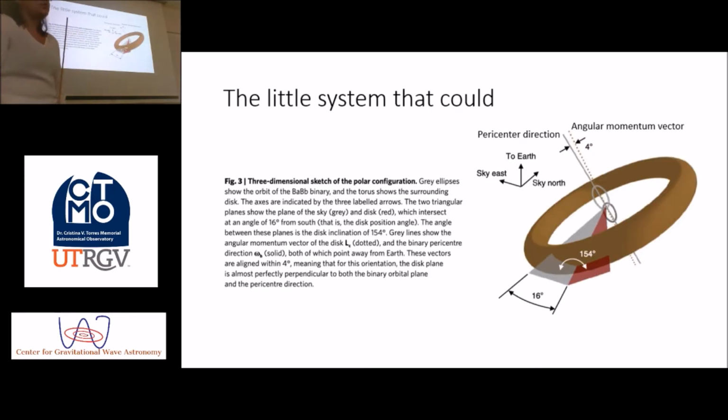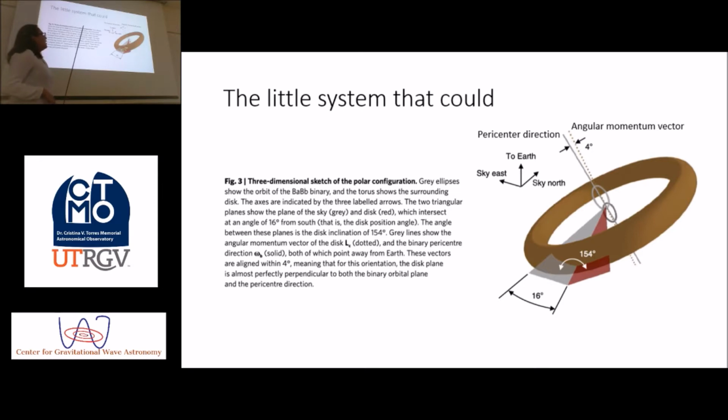So we get to talking about the little system that could. Here you see this red plane shows the plane of the circumbinary disk. This gray plane shows the plane of the sky, and so it is at a 16-degree angle. The plane of the sky and the plane of the circumbinary disk are at a 154-degree angle. And this is the image, or the model, that the scientists from the paper settled on at the end of the paper.